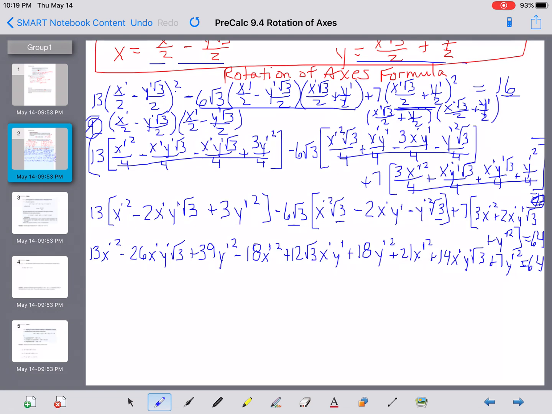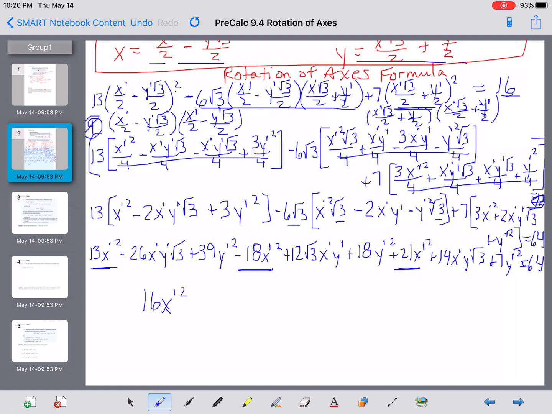As messy as this is, some beautiful things are happening here. Okay, I have a 13x prime squared. I have a negative 18x prime squared. I have a positive 21x prime squared. I believe that's all of my x prime squareds. And if I add those coefficients, 13 minus 18 plus 21, I believe I get 16 x prime squared. All right, joining like terms.